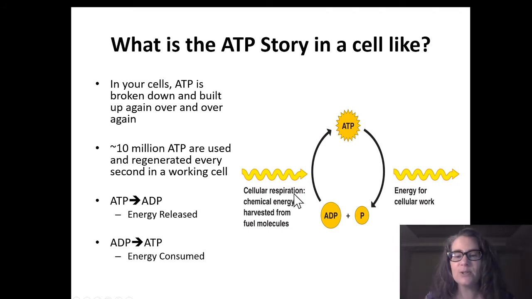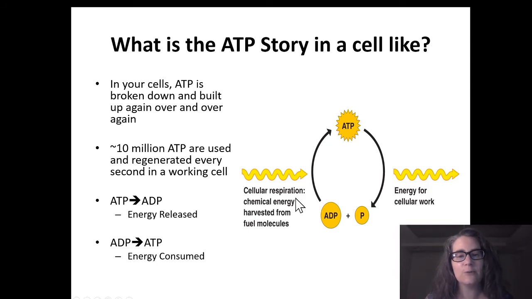But we can also use this process called cellular respiration to put this molecule back together. We can transfer the chemical energy harvested from the foods that we eat back to this molecule and reset it, almost like a rubber band where we're pulling it back again so that we can release it and do some work. The same thing is happening in your cells.